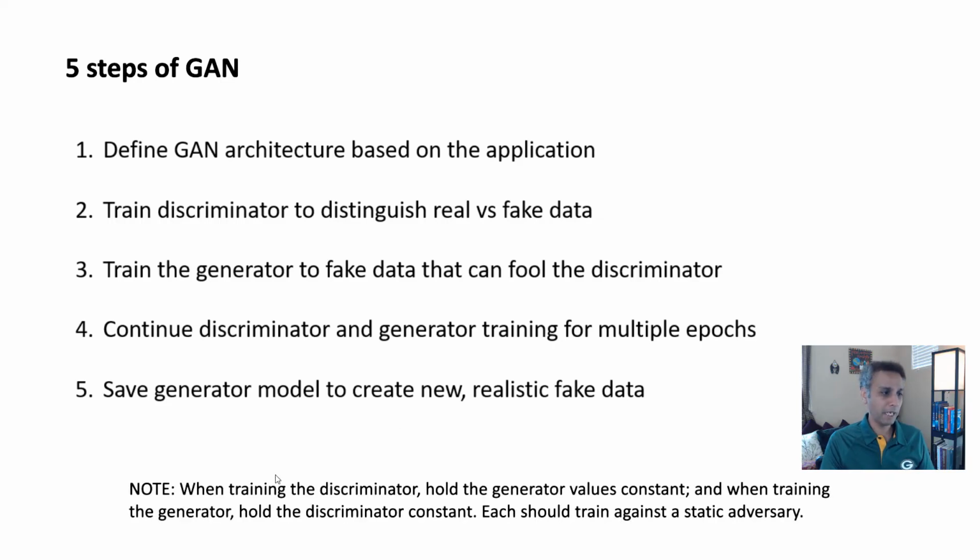Now, one thing I should remind you of: when training the discriminator, hold the generator values constant. You don't train the generator and discriminator continuously together. So when you're training the discriminator, the generator values are constant, and when training the generator, the discriminator is constant. Each of these should train against its adversary so they can get better.